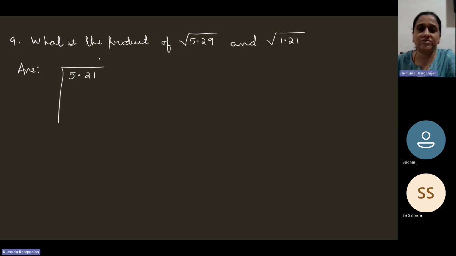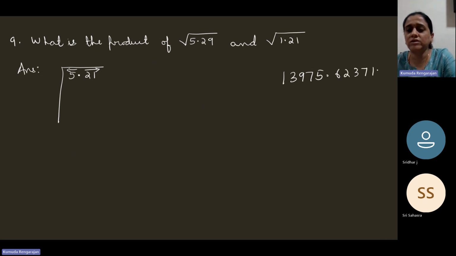Yeah, so we'll have to find the square root of 5.21 by the long division method. So group the numbers in pairs after the decimal point in this direction and before the decimal point in this direction. Like, see, supposing the number is, say we have to find the square root of 13975.62371, like, okay, that's it.